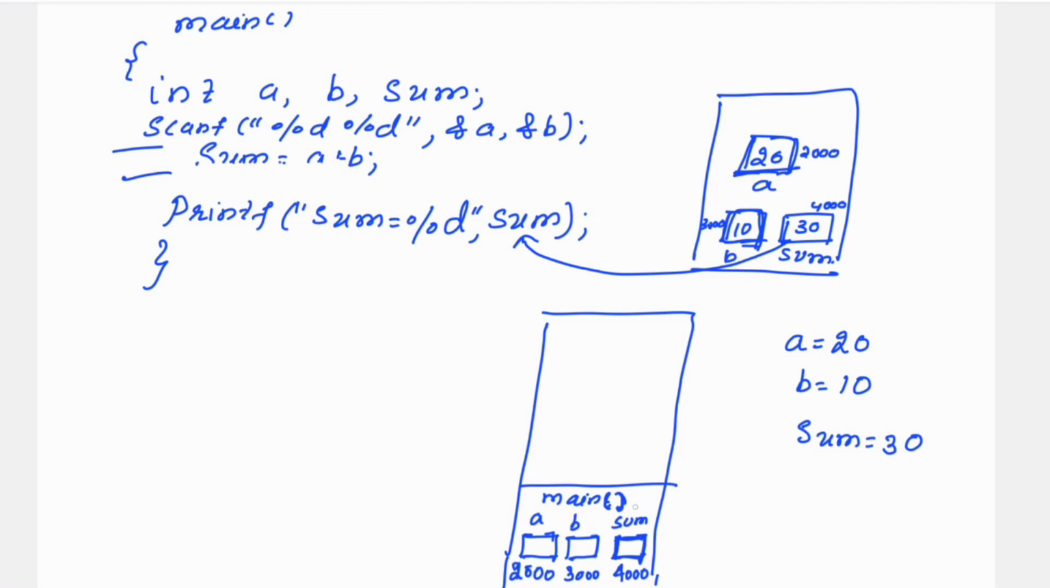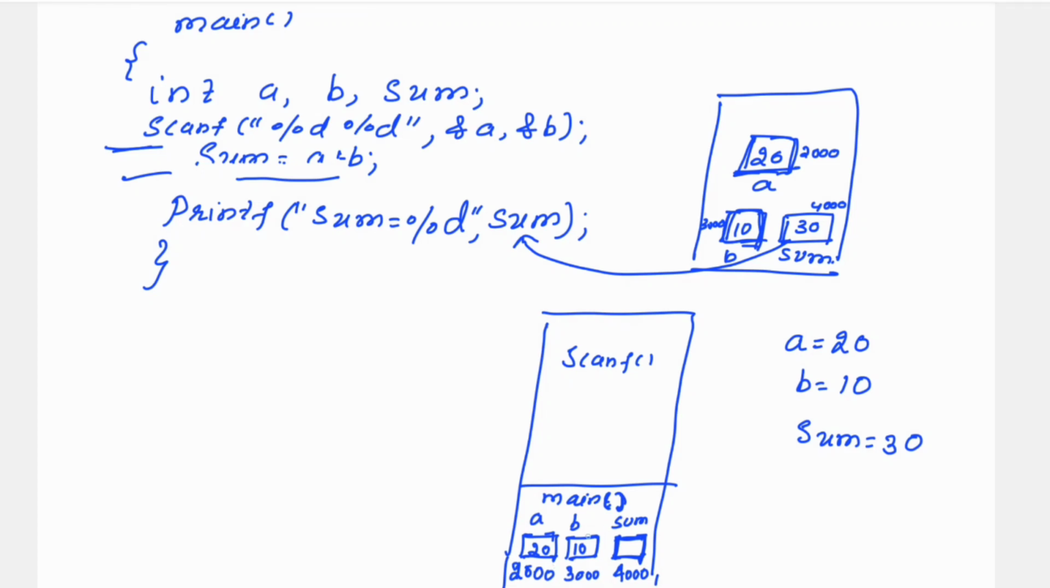So when you use the main function in the program, memory for main is allocated, and in this main you are using the variables A, B and sum. The locations for A, B and sum are identified, and these memory locations get the names A, B and sum. Then you use the scanf function to enter the values for A and B. A will get 20 and B will get 10. Whatever values you give, the same values will be assigned here. Then you perform the computation sum equal to A plus B. When you call the scanf function, memory for scanf is also allocated here.